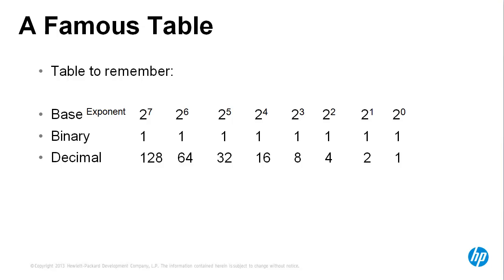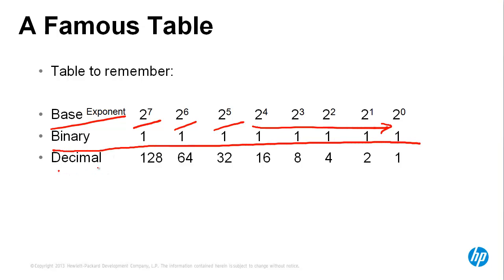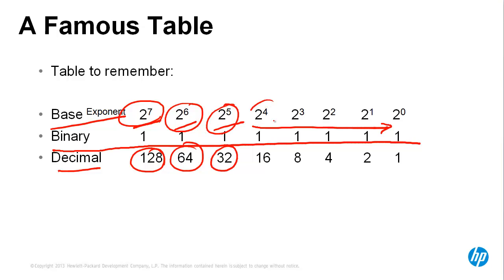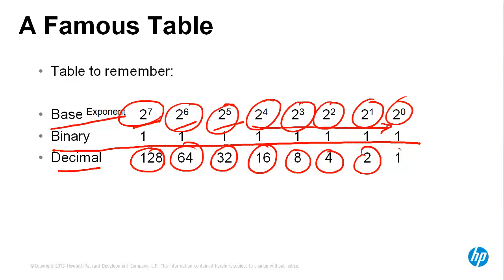What you have in this table is firstly your base exponent. So 2 to the power of 7, 2 to the power of 6, 2 to the power of 5, all the way down to 2 to the power of 0. Put binary ones below that and then the decimal equivalent. So 2 to the power of 7 is 128. 2 to the power of 6 is 64. 2 to the power of 5 is 32. 2 to the power of 4 is 16, 2 to the power of 3 is 8, 2 to the power of 2 is 4, 2 to the power of 1 is 2, and 2 to the power of 0 is 1. These values are really important in IP version 4, so it's well worth remembering this table.